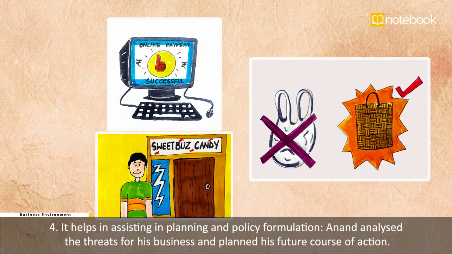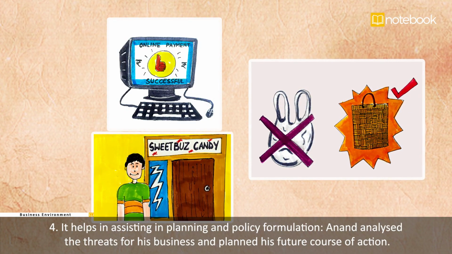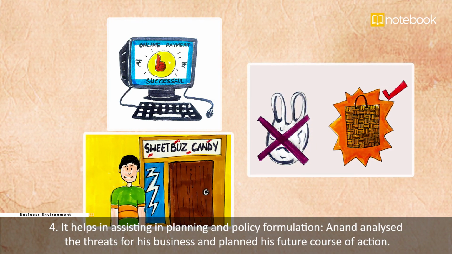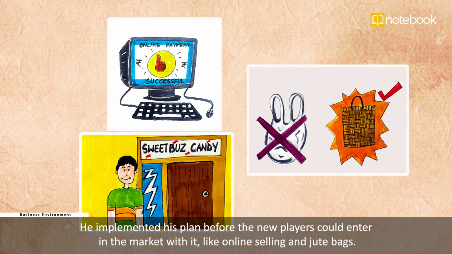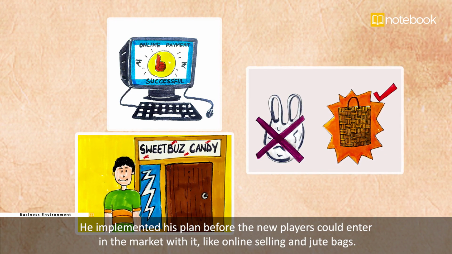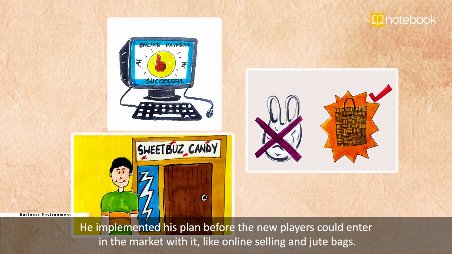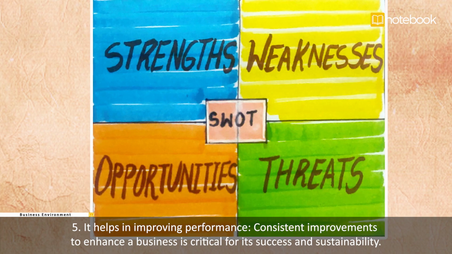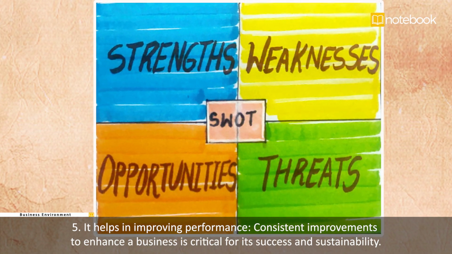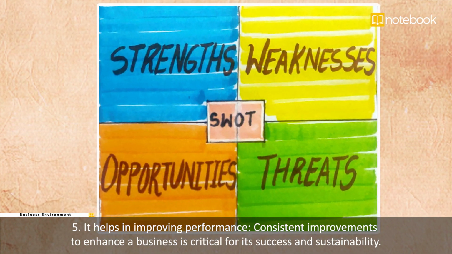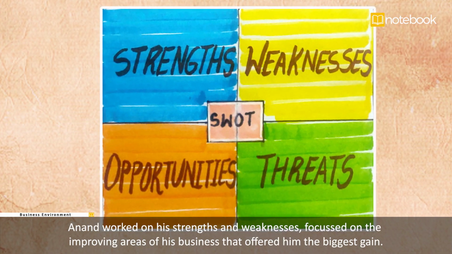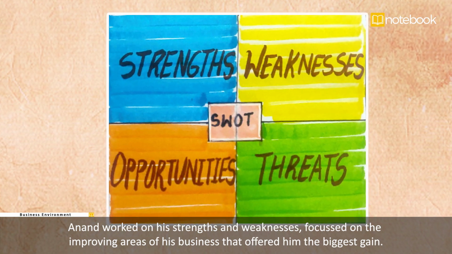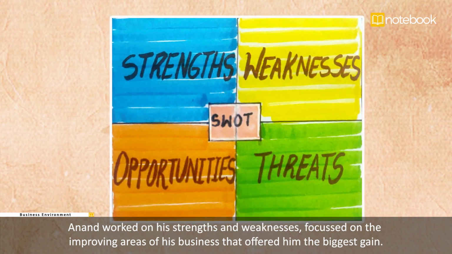It helps in planning and policy formulation. Anand analyzed the threats for his business and planned his future course of action. He implemented his plan before the new players could enter the market with it, like online selling and jute bags. It helps in improving the performance. Consistent improvements to enhance a business is critical for its success and sustainability. Anand worked on his strengths and weaknesses, focused on the improving areas of his business that offered him the biggest gain.